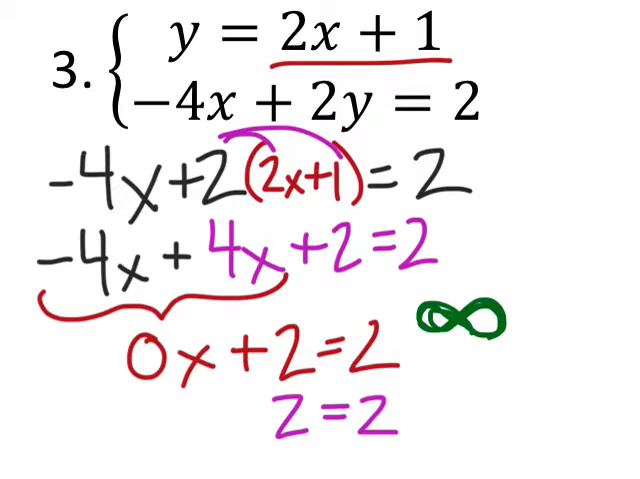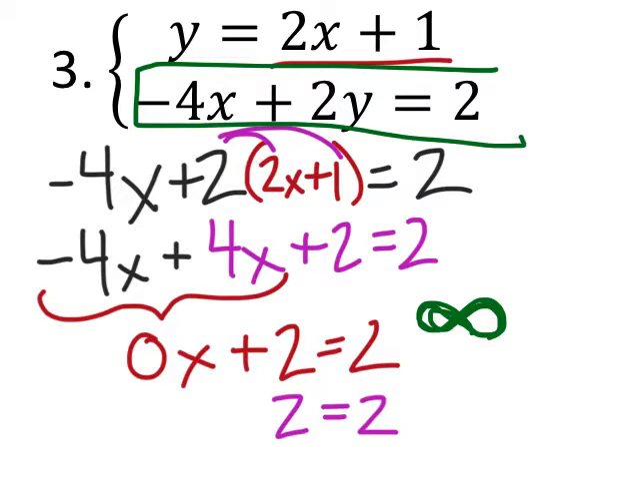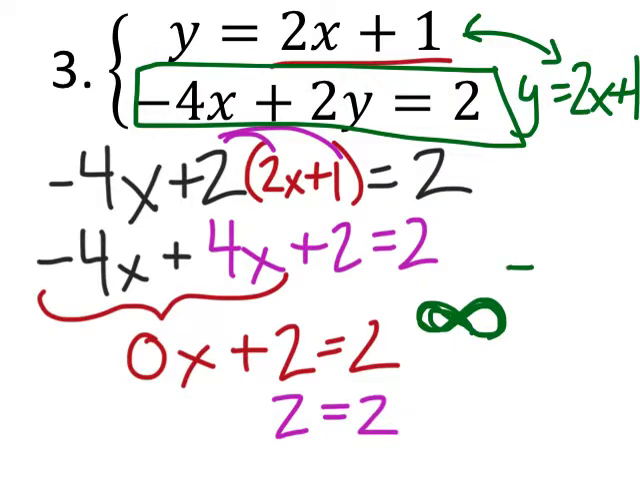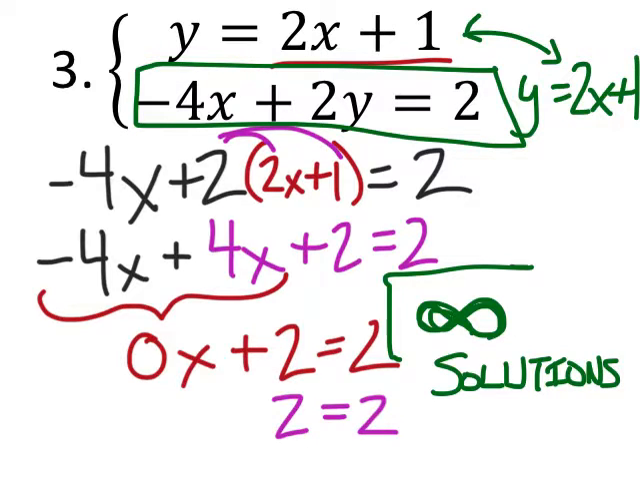And you could see that. If you wanted to change this top equation into slope-intercept form, you would find that it would just equal y equals 2x plus 1. Okay? And you'd see that these two equations are the same. So this one has infinite solutions. And that's it. That's nice too, because you pretty much only have to do half of the problem.